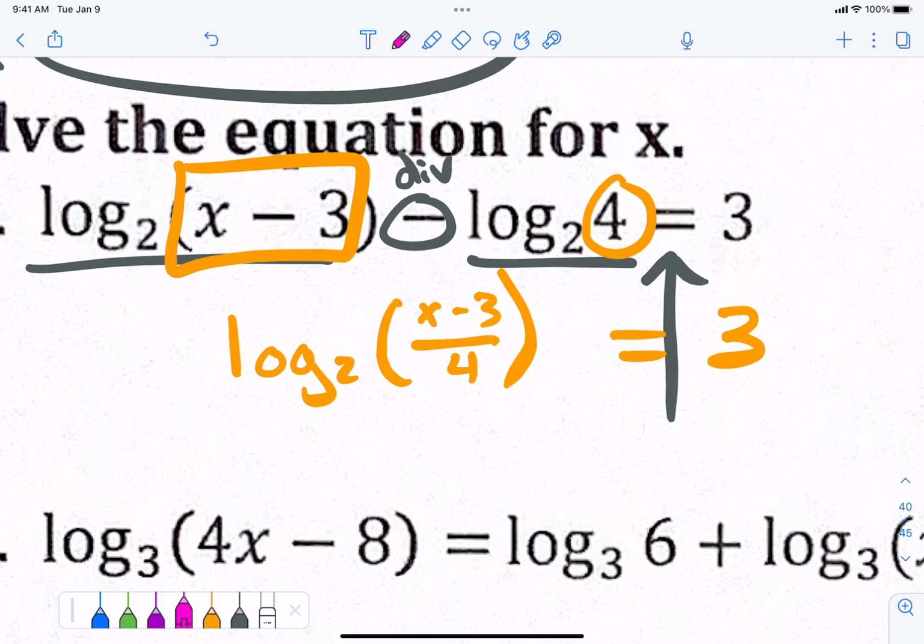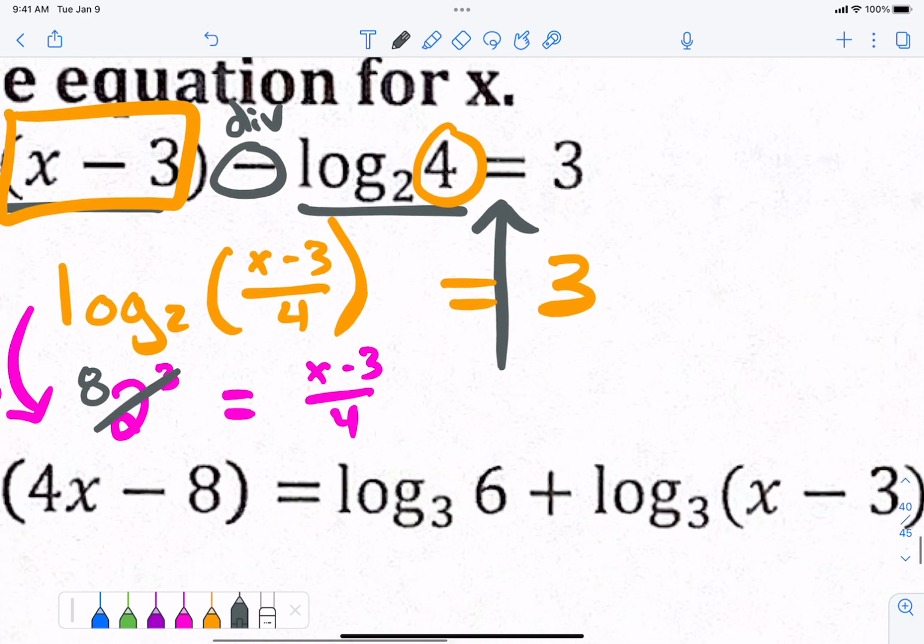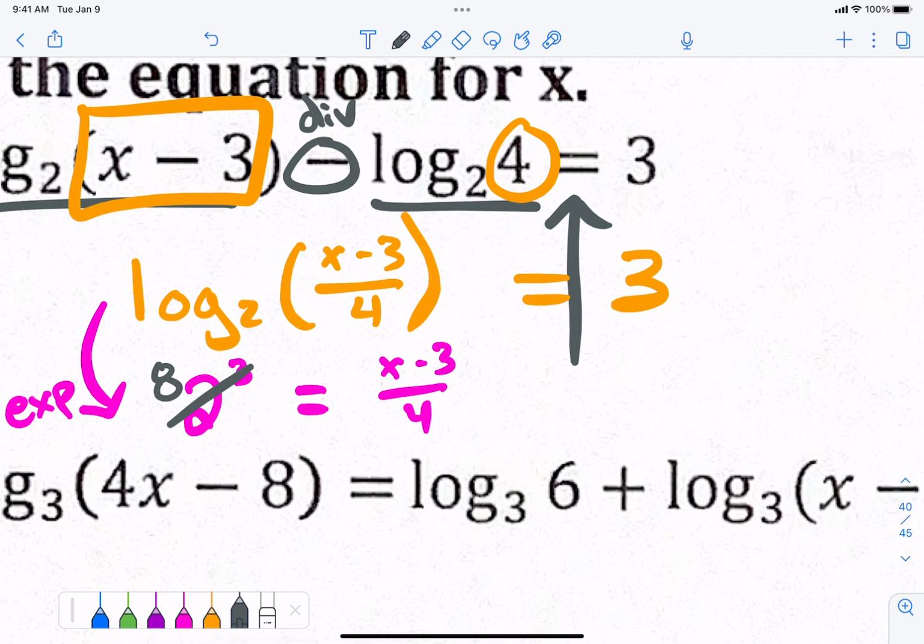He's a log function right now, and my brain isn't thinking log, so let's make him an exponential. If you get stuck, make him an exponential function. This is 2 to the third power equals x minus 3 over 4. Okay, now let's solve. We can still solve. What is 2 to the third power? 8. Am I going too fast? No. Okay.